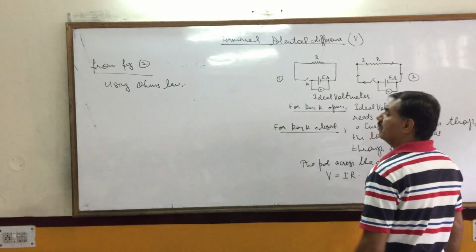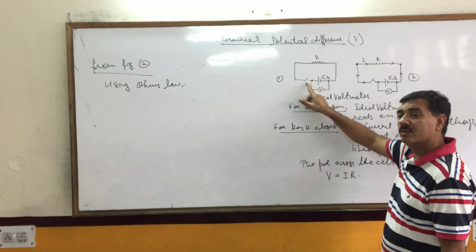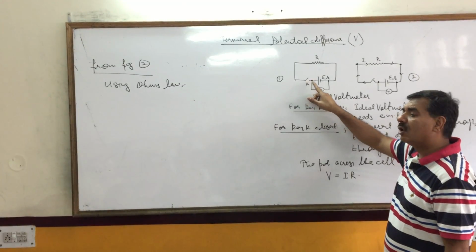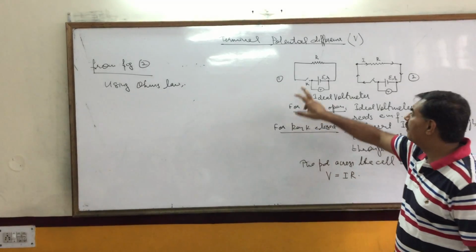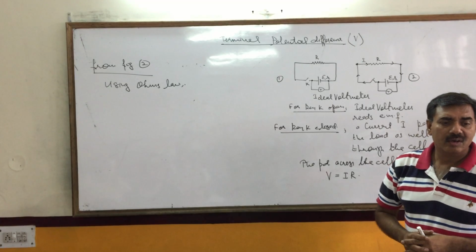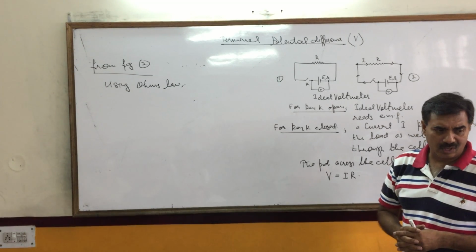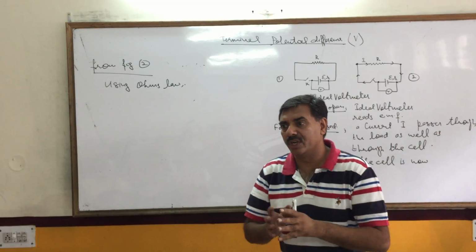We take a cell and this is the switch. There is no voltmeter. The voltmeter has been simply connected to measure it. Even if I do not apply this, there would still be a potential difference across the terminals of a cell. I have simply applied it so that I can measure it.